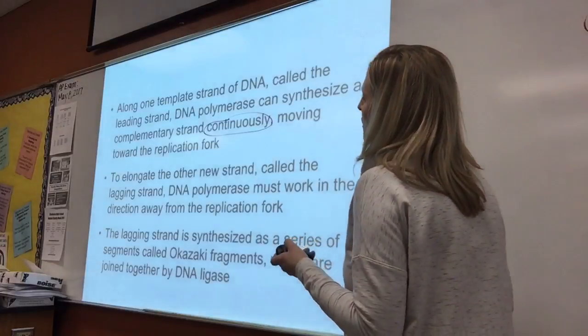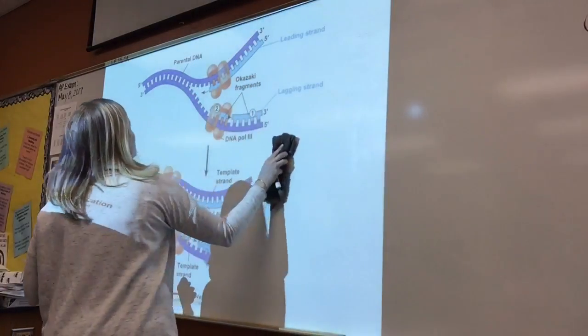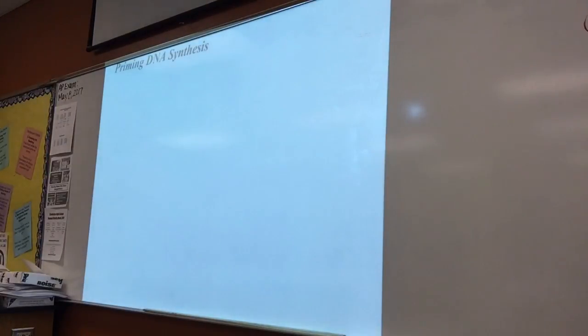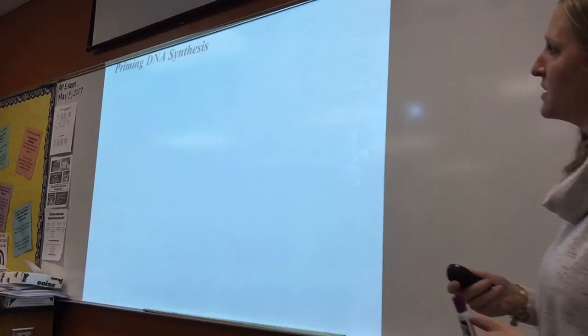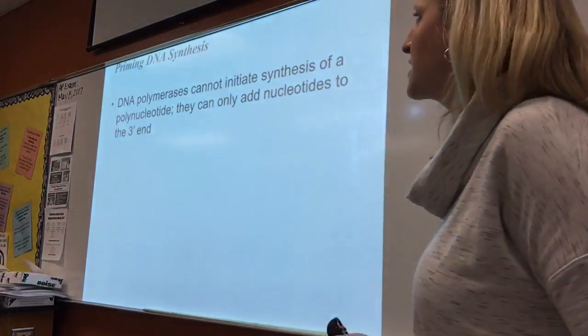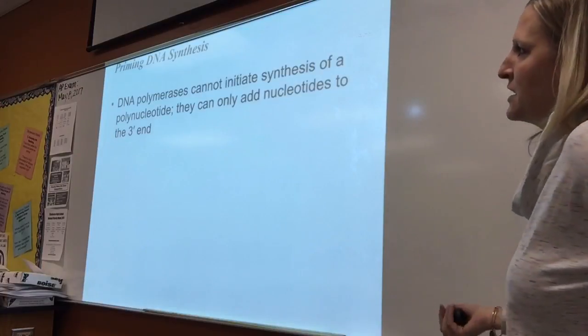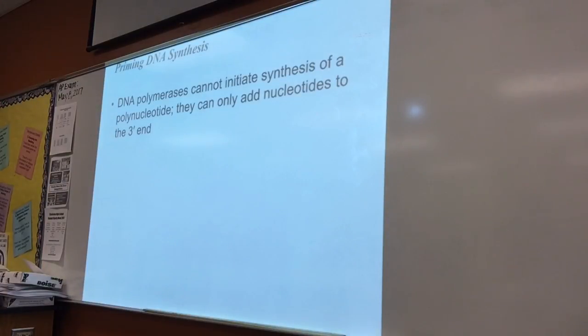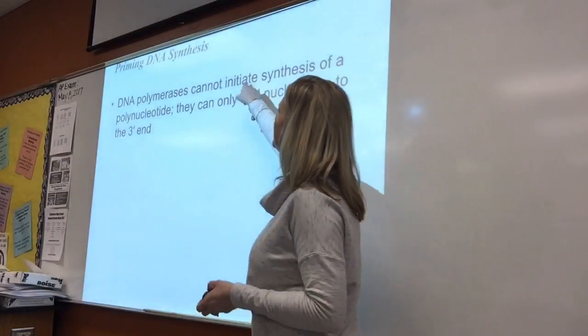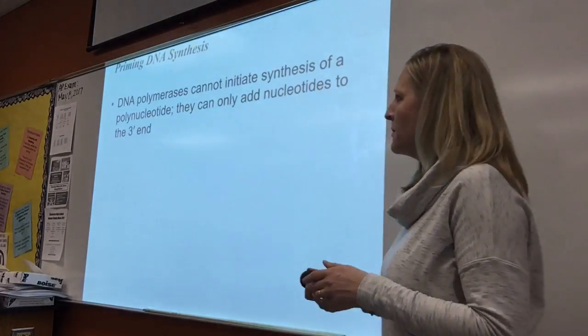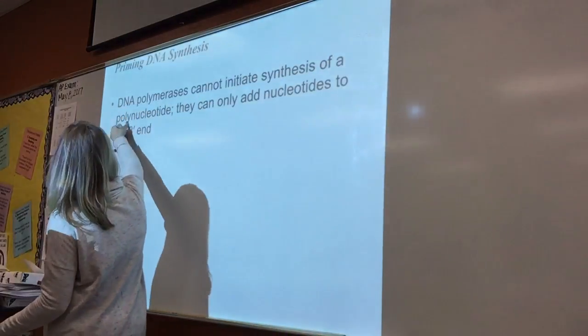Okay, so we're going to go ahead and move on here. With that same picture, we're going to add a little bit onto it that doesn't show on that picture. So this is called priming DNA synthesis. DNA polymerases cannot initiate the synthesis of a polynucleotide. They can only add nucleotides to the 3' end. So they can't initiate it, they can't start. A polynucleotide, poly means many, so it's many nucleotides.